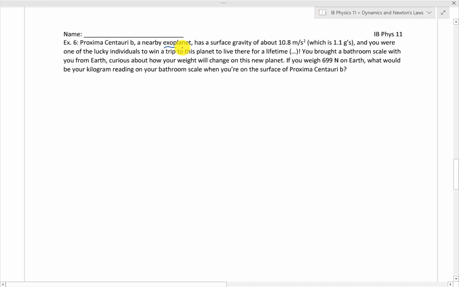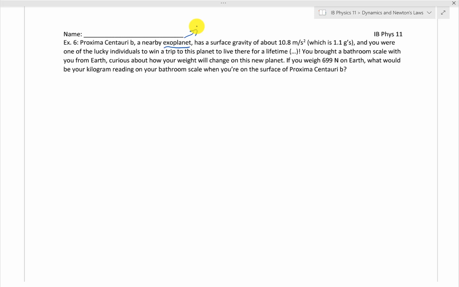If you don't know what an exoplanet is, it's a planet that is outside of our solar system, probably revolving around some other star. In fact, this one is revolving around a red dwarf. I forgot how many light years away, I think it's 40 or something. Anyway, it's really, really far away.